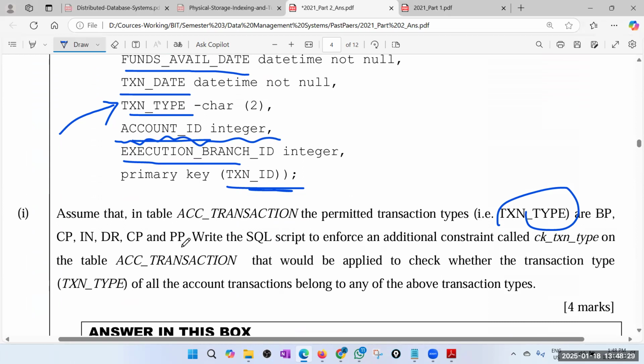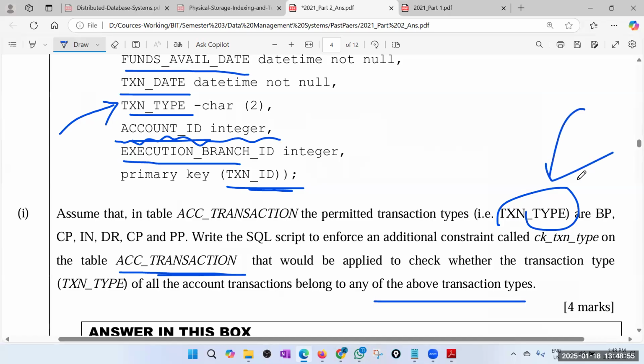Write the SQL script to enforce an additional constraint called CK type. That is the name of the constraint you need to use on the table ACC transaction, which would be applied to check whether the transaction type of all the account transactions belongs to any of the above. That is a super simple one.